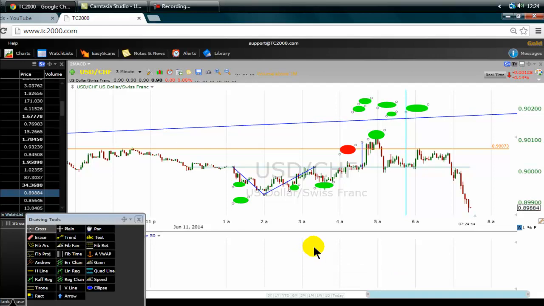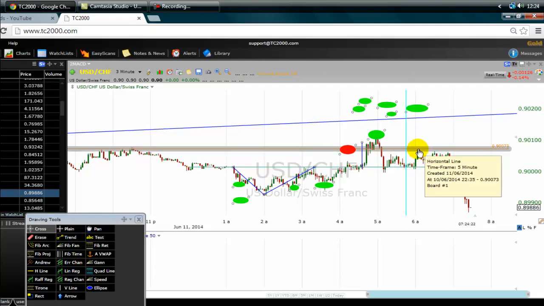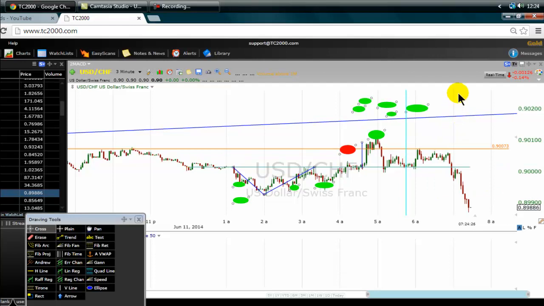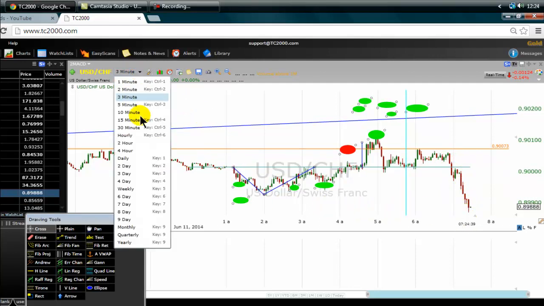All right, traders, what's happening here? Okay, so we paused the video here, and the price went back up to retest my entry point. My stop loss is at 9042. And after retesting my entry point, it just went up and now it's coming down, which is nice.